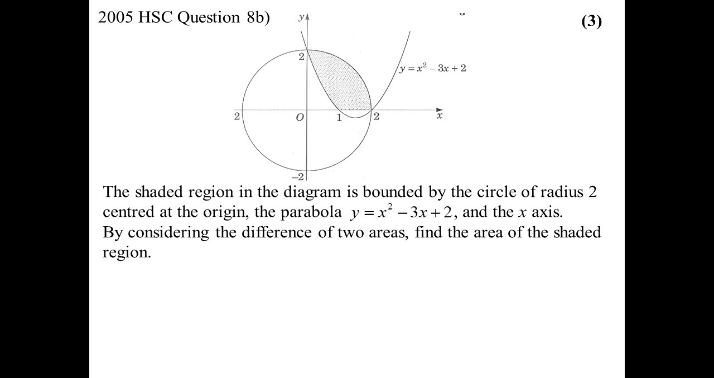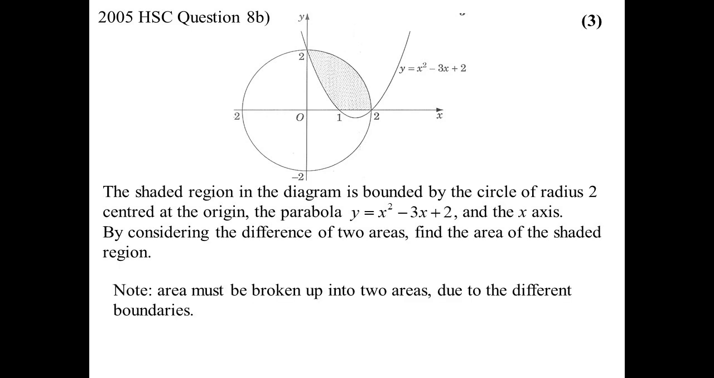But look, we have to be very careful here because the boundaries change. If you go from left to right, we start off. The top one is the circle, the bottom one is the parabola. And that's beautiful until we get to x equals 1. After that point, boundaries have changed. The top one's still the circle, but the bottom one is no longer the parabola. It's now the x-axis. So we have to split it into 2 areas.